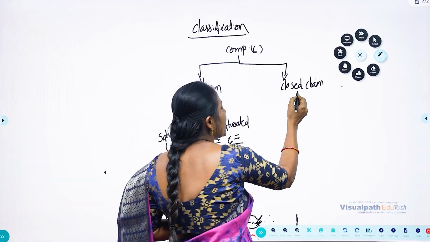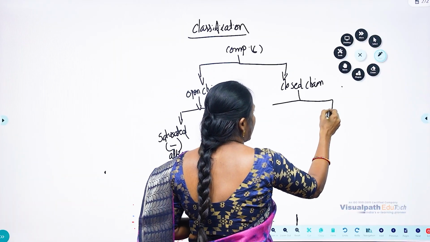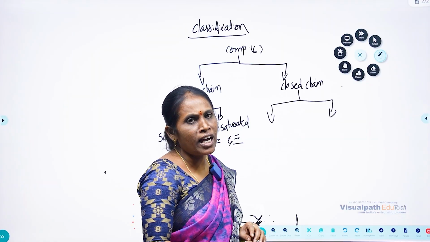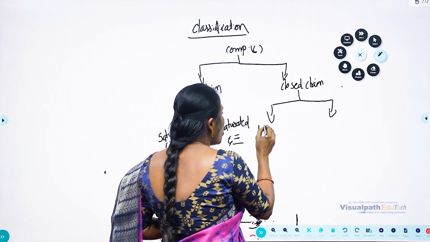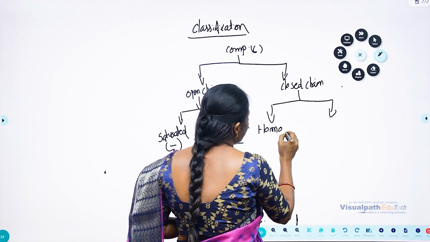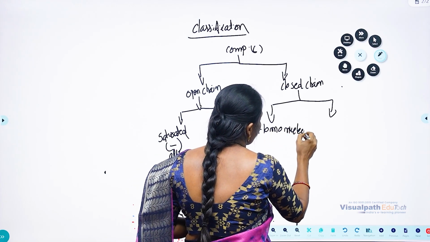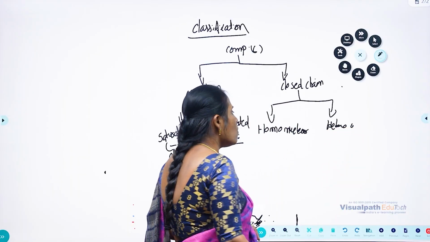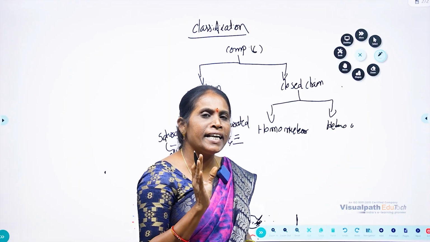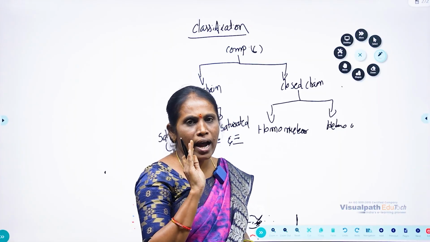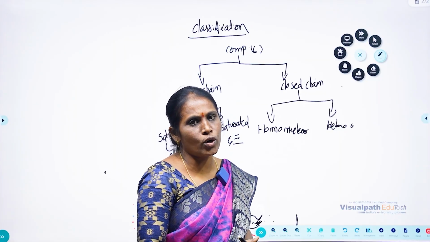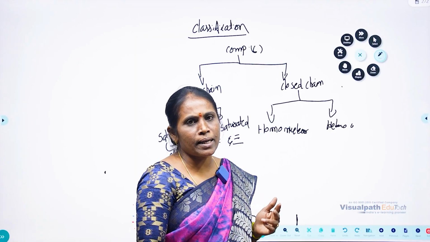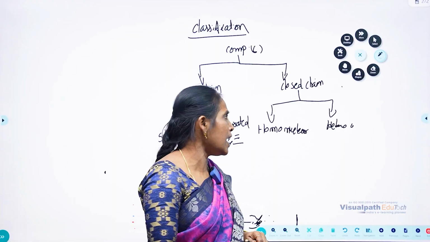This closed chain is again classified into two types: one is homonuclear and the other one is heteronuclear. Homo means the molecule has the same type of atoms or elements present. Hetero means two or more different atoms or elements are present, and it is known as hetero.